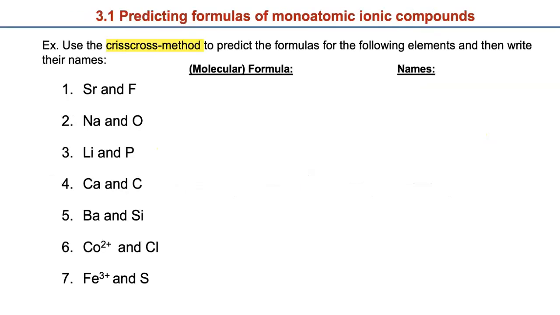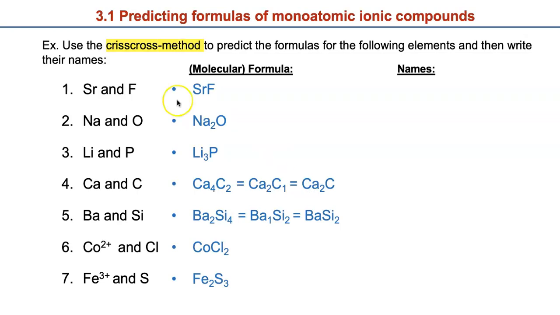So I want you to pause this and see if you can predict the formulas using crisscross and then write the names using the rules I showed you earlier. Okay, let's try this. This is SrF. This is +1 and this is -1.